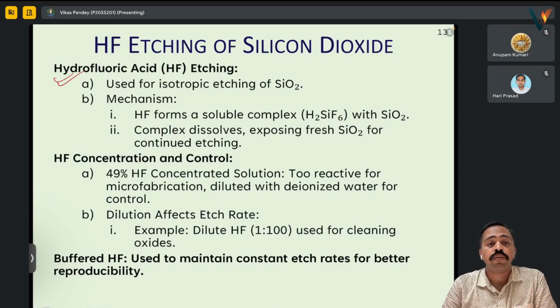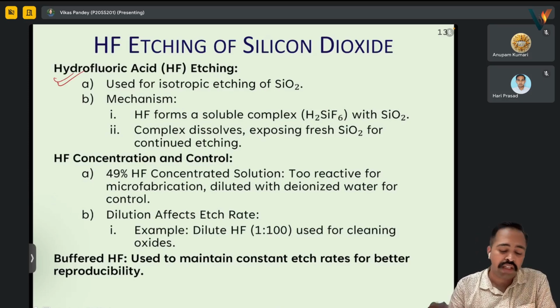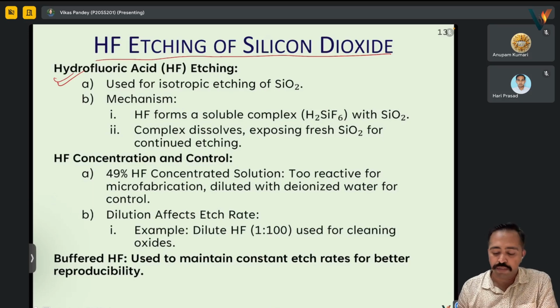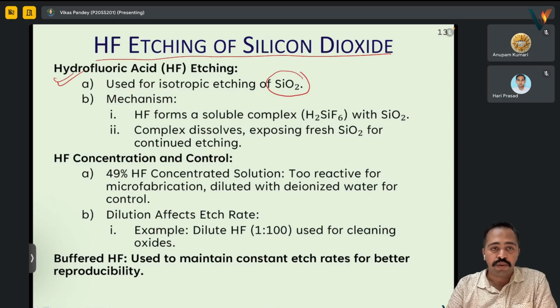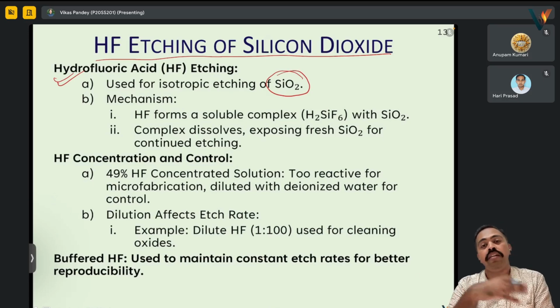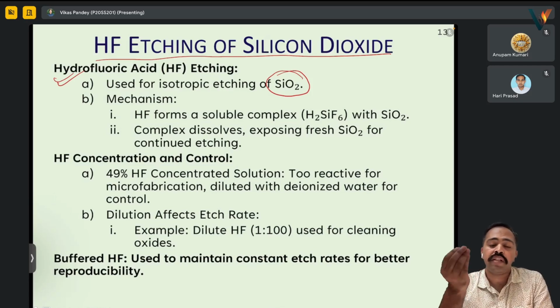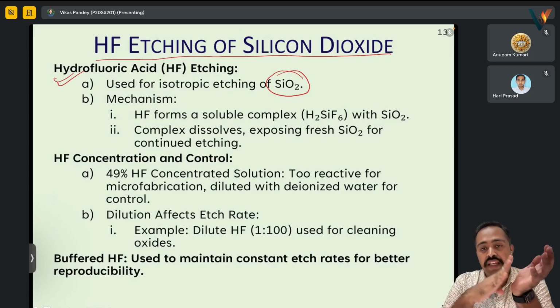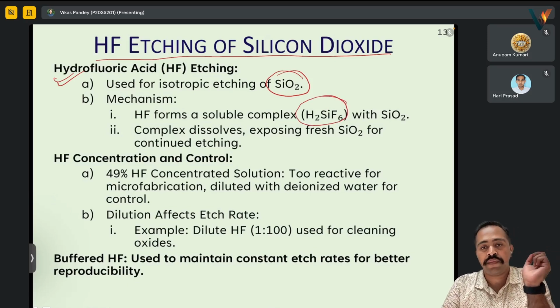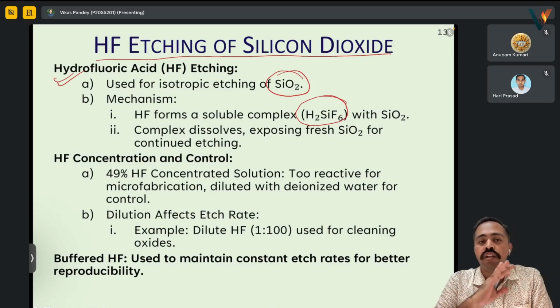Okay, so let's start with one etching example, that is HF etching of silicon dioxide. This is commonly used for isotropic etching of silicon dioxide, SiO2. This is the first thing we learned, how it is grown and how it is deposited. Now we are learning how we are removing it. As I said, one common example is HF, and when HF reacts with SiO2, it forms a complex, H2SiF6. This complex dissolves, and when it dissolves, the next layer of SiO2 is available for continued etching.